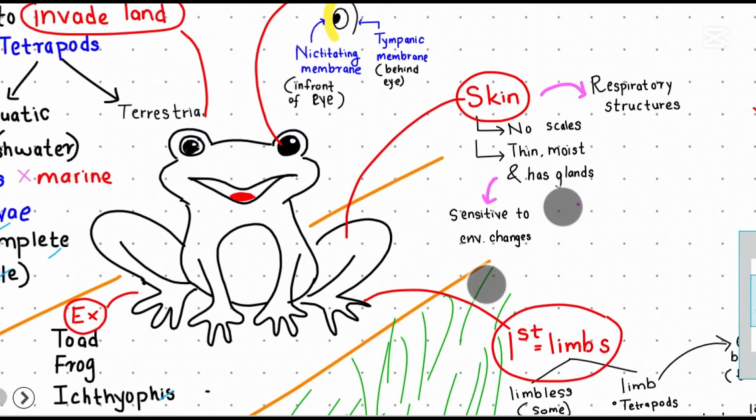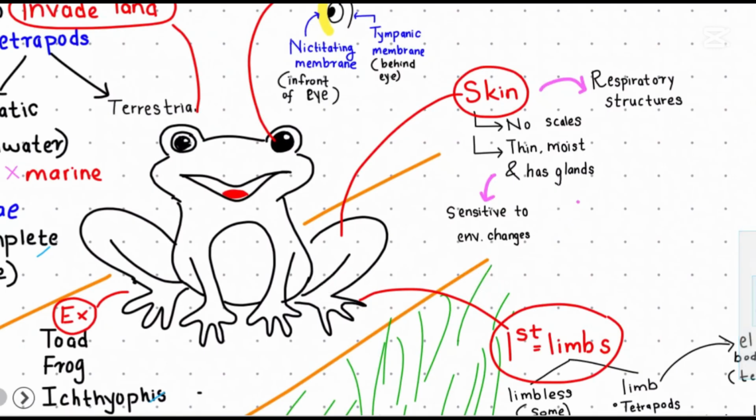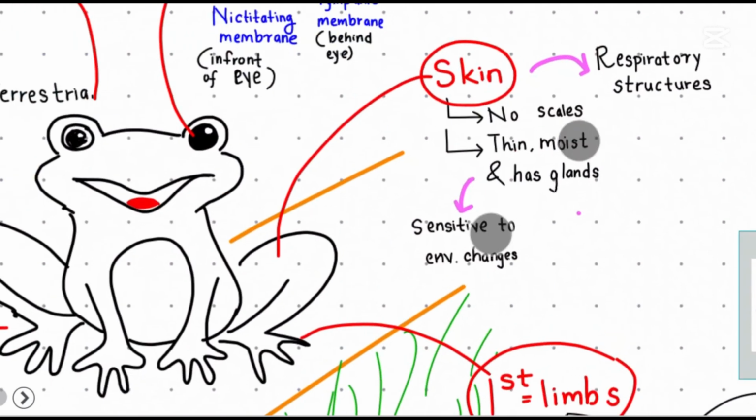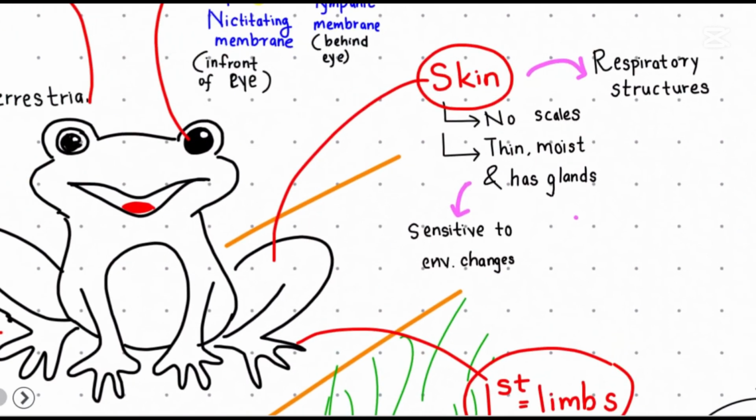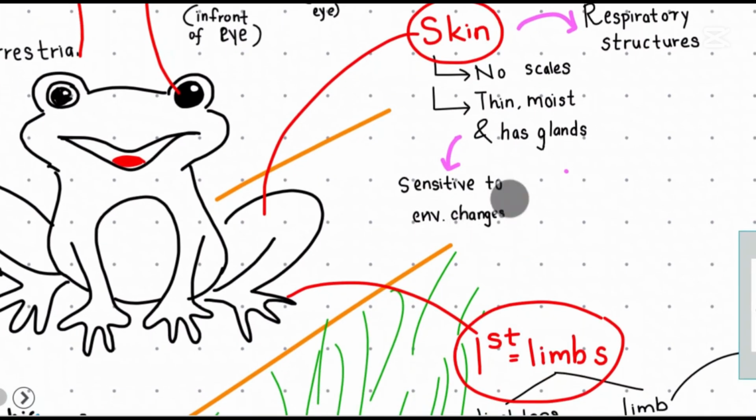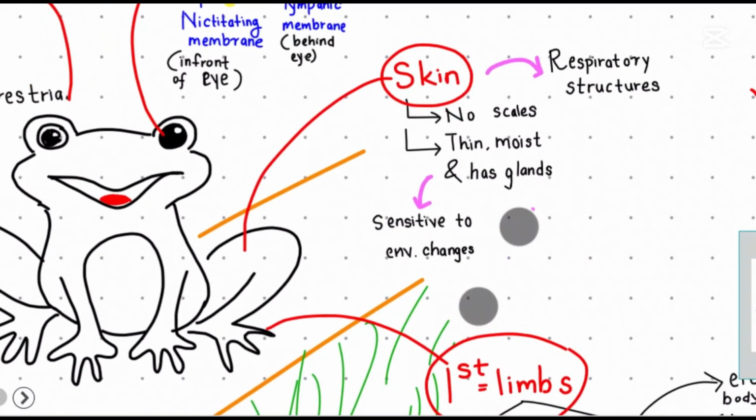Later we speak about the skin. When it comes to the skin, you have seen frogs, you know that they're very glandular. They don't have scales, they have thin, moist skin and they have glands. The skin functions as a respiratory structure, and it is also sensitive to environmental changes. As soon as the environment changes, the body is also likely to change accordingly. The reason for that is the skin being sensitive to environmental changes.